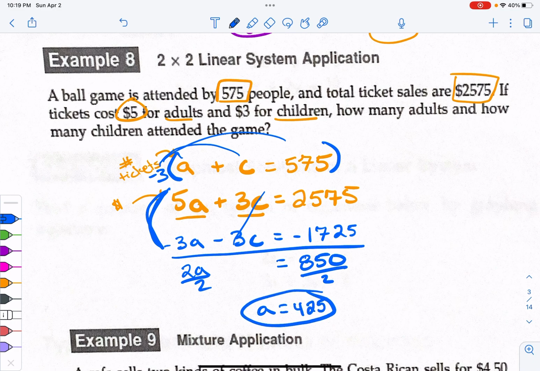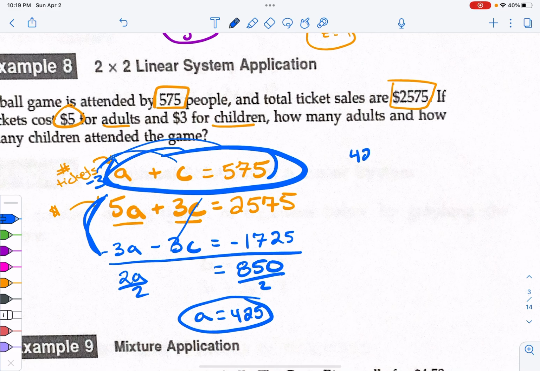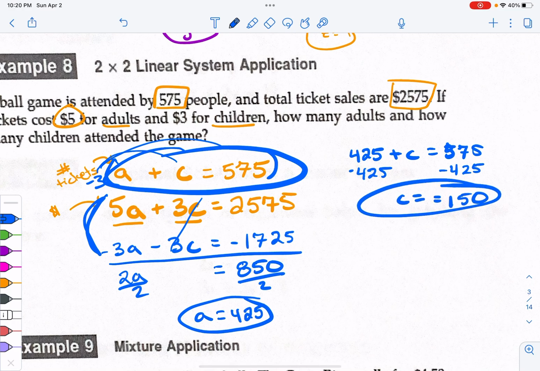Okay, now if there's 425 adult tickets and I know that adults plus children is 575, 425 goes in for a, 575. I can just subtract the 425 from the 575. You probably could have figured that out without actually writing out the equation, but I'm just showing you all the work here. C equals, that will be 150 children tickets. So that is my combination for child tickets and adult tickets.